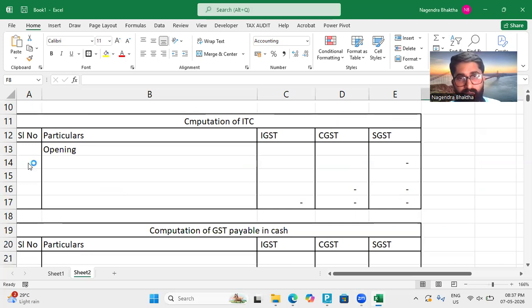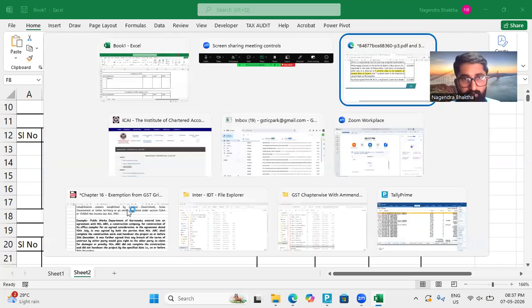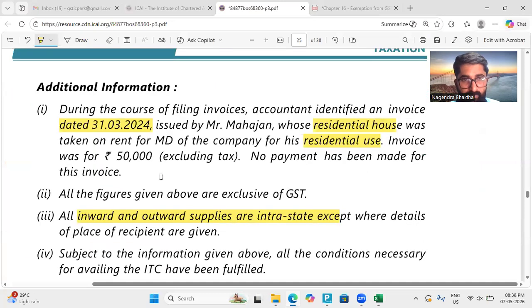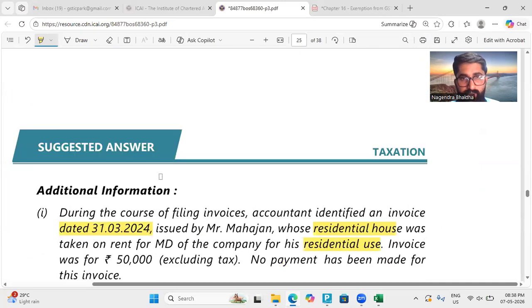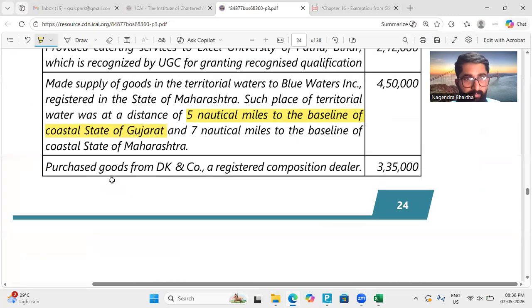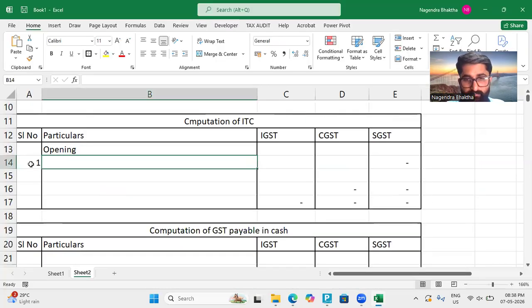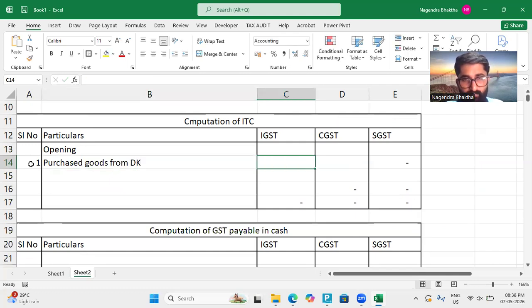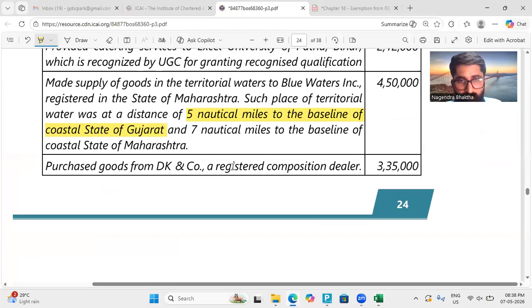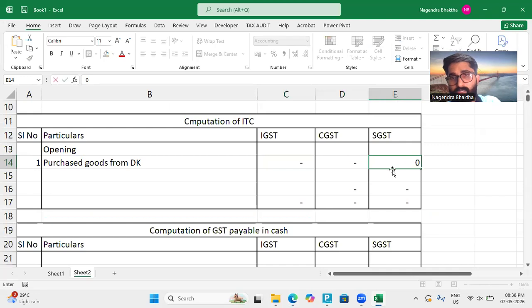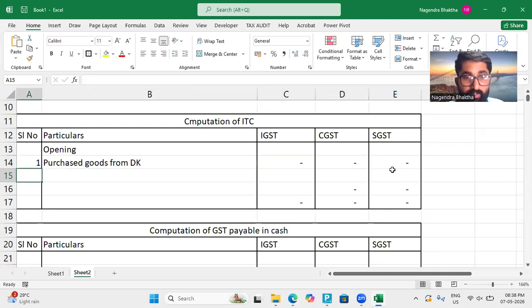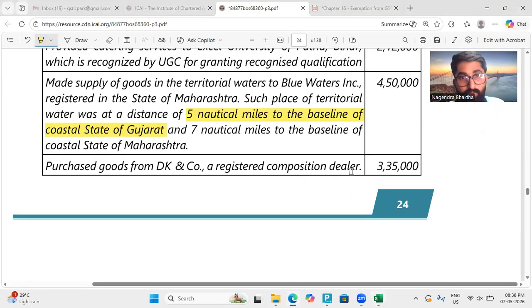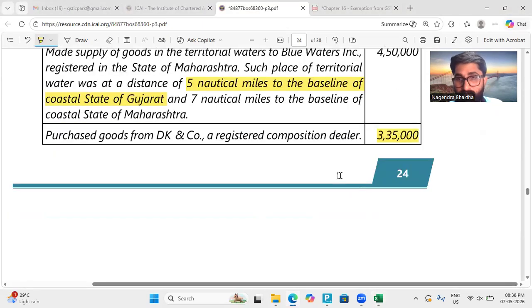Okay. Is there opening ITC given in the question? First, see that whether opening ITC is provided. No, there is no ITC. Opening ITC is not there. Directly write purchased goods. First point, purchase goods from DK and Co., registered composition dealer. If you are purchasing goods from composition dealer, you will not get the ITC. So this ITC is blocked here.